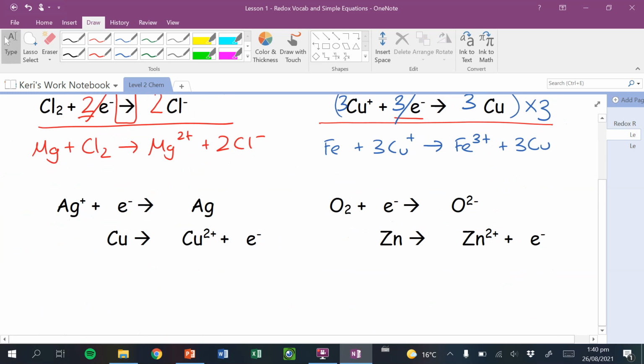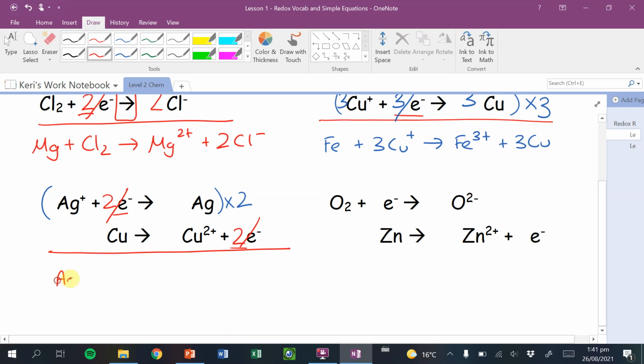All right. Next one here that I'm looking at, I have silver going to the metal. That's a positive 1 ion, and now it's lost its charge, so I must have gained an electron. That equation's just fine. This one here, copper, I see it's now formed a positive 2 ion, so I must have lost 2 electrons in that process. Again, check the electron numbers, and they don't match, so I'm multiplying this whole thing by 2. So the 2's will now cancel out, and I can write my final equation.